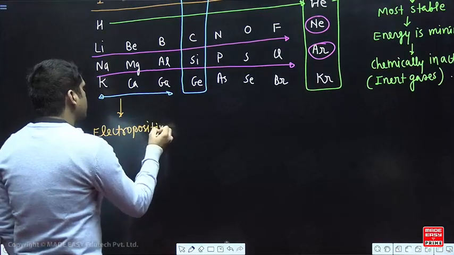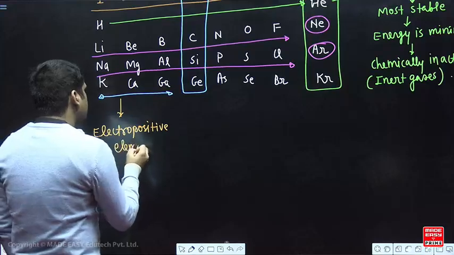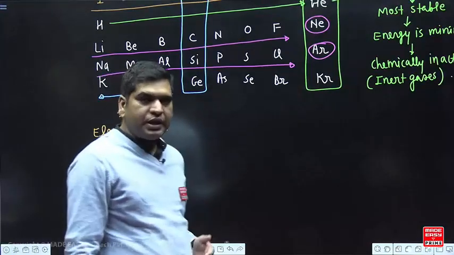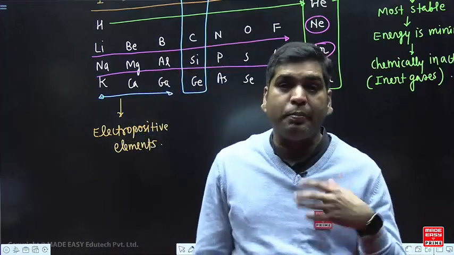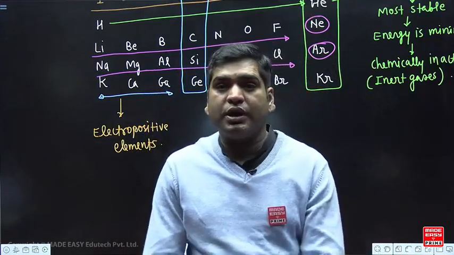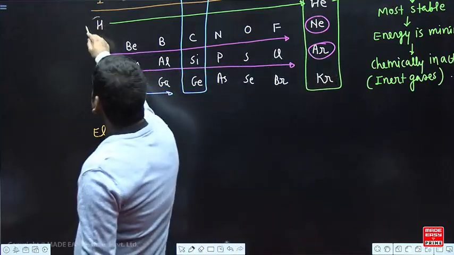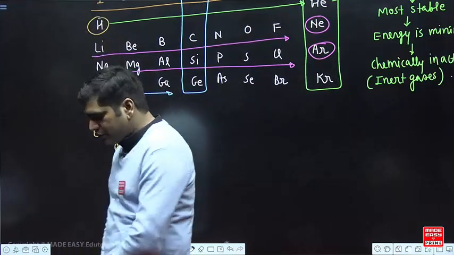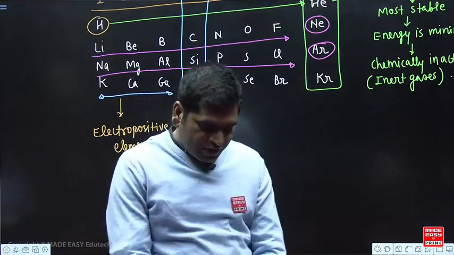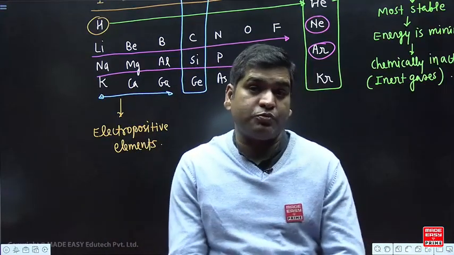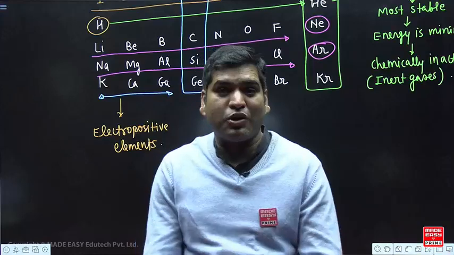Electropositive elements. So first, second, third group elements have a tendency to give up their electron, and hence they try to make positive ions. That's why they are known as electropositive elements. There is an exception, hydrogen. Hydrogen is not electropositive. Hydrogen is in the first group, but it does not follow the character of the first group. Why? That I will discuss in tomorrow's class.